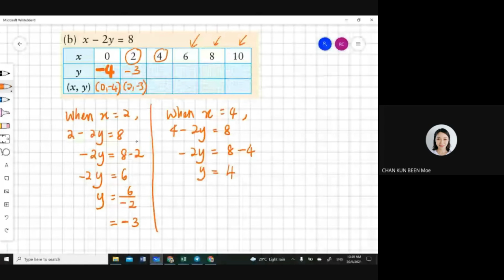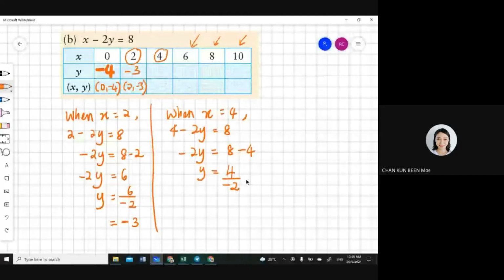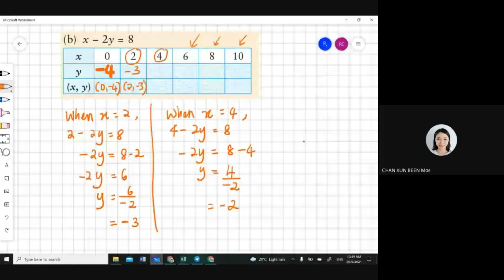You understand, right? Because this is negative 2 times y. So when you send this over, it becomes divide by negative 2. Times becomes divide. Positive becomes negative. It's all the opposite. So y is negative 2 here. So it's 4, negative 2. Followed by 6.